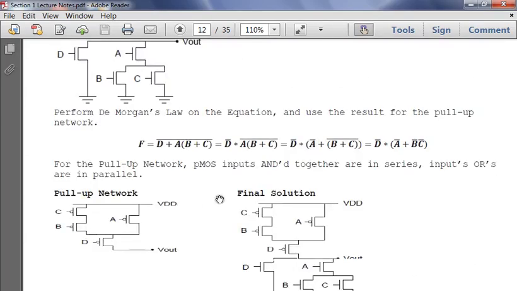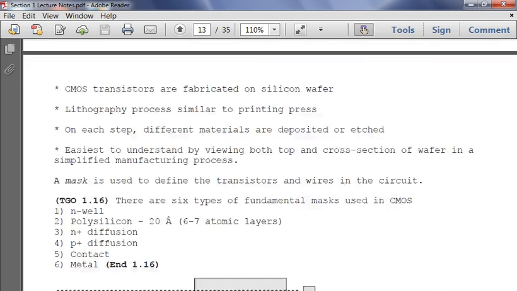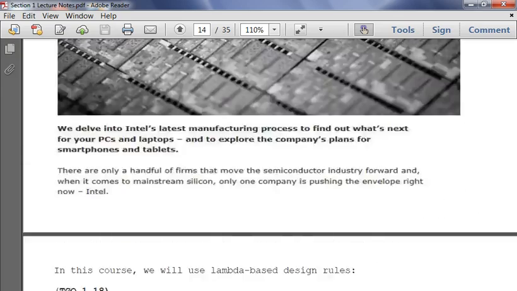This final solution, I'll answer your question in a second, Thomas. This solution relates, that is physically, this is a stick diagram that allows you to translate this PMOS network from that equation, then you use your design rules to actually fabricate the circuit. So let me scroll back down and then I'll take your question, Thomas.